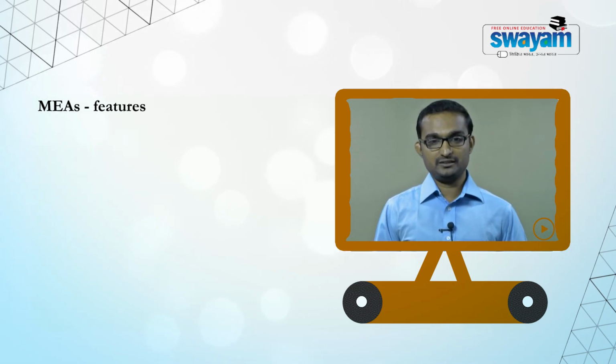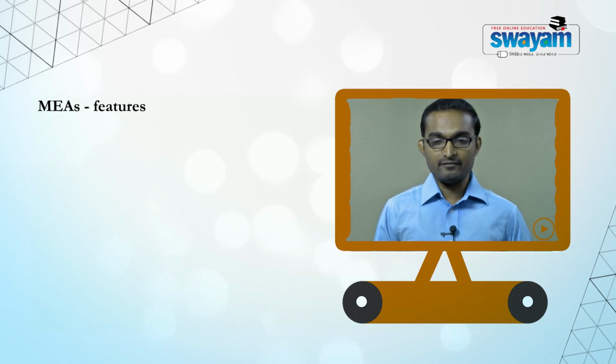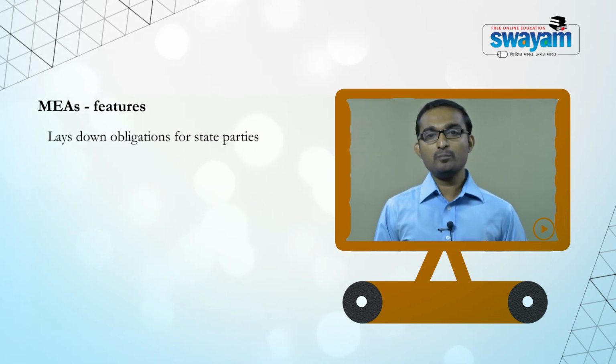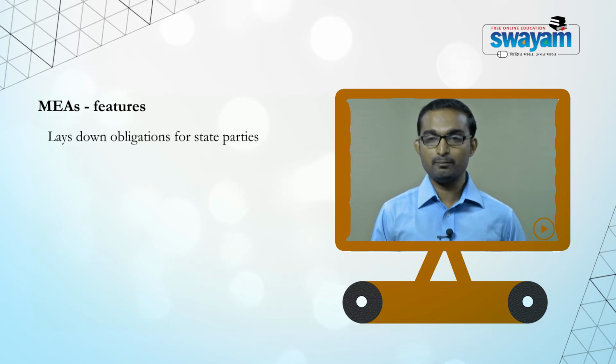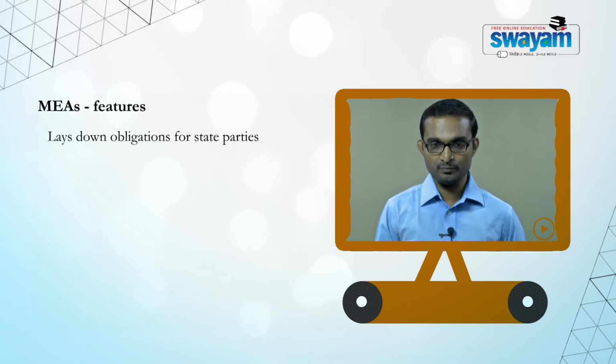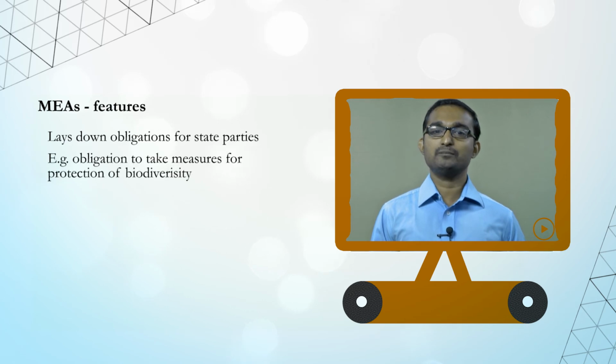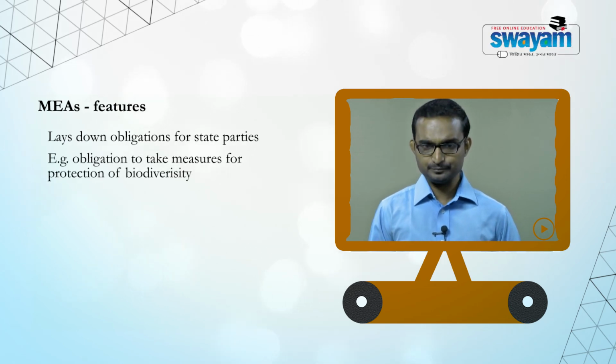An important feature is that all multilateral environmental agreements lay down obligations for state parties. Say for example, the Biodiversity Convention 1992 lays down obligations to take measures for the protection of biodiversity.